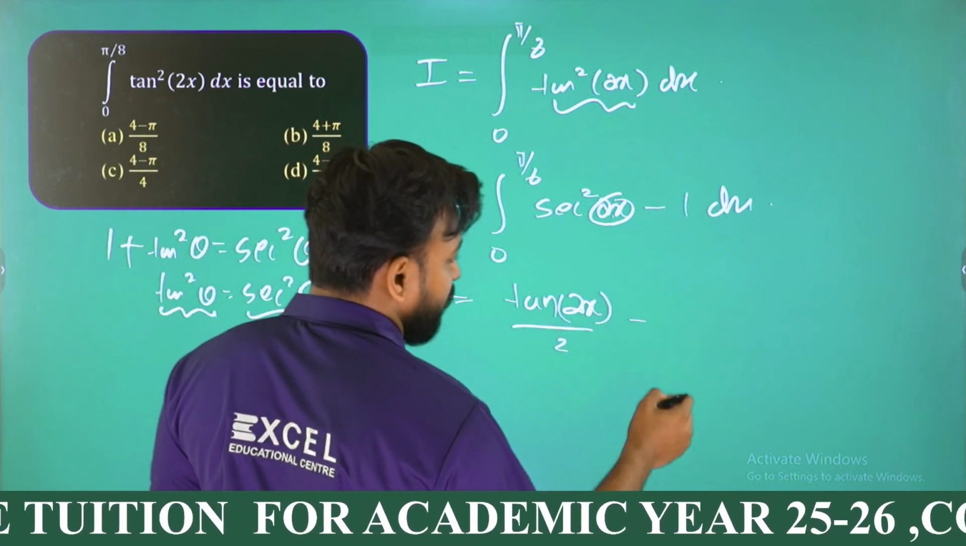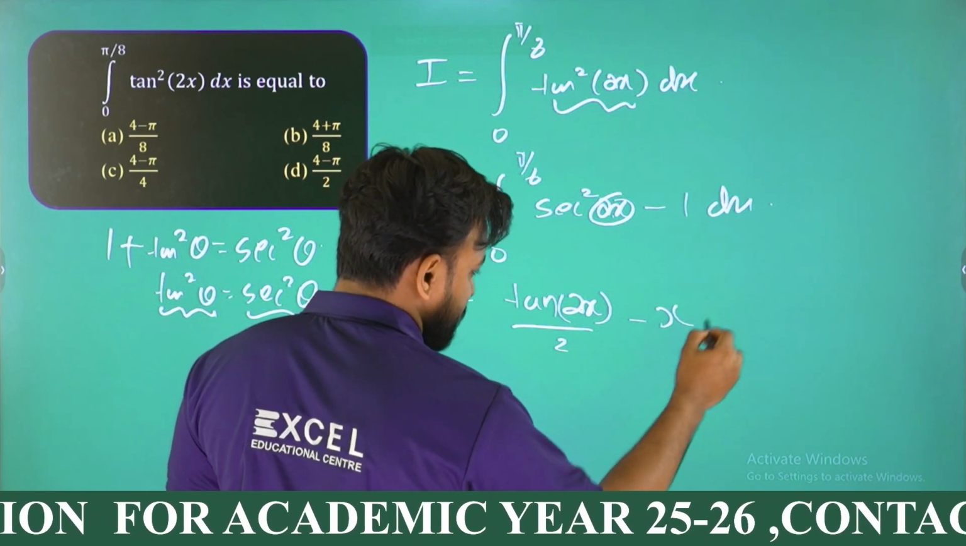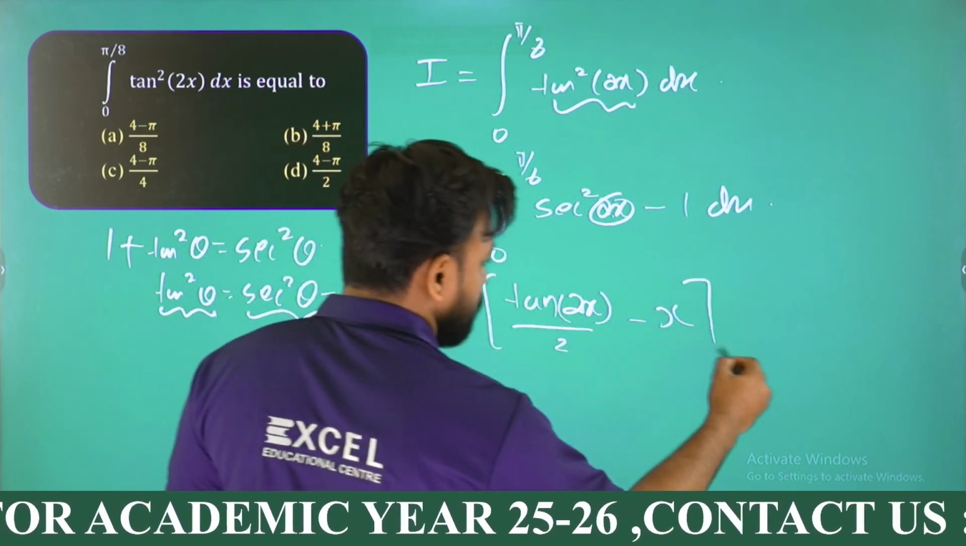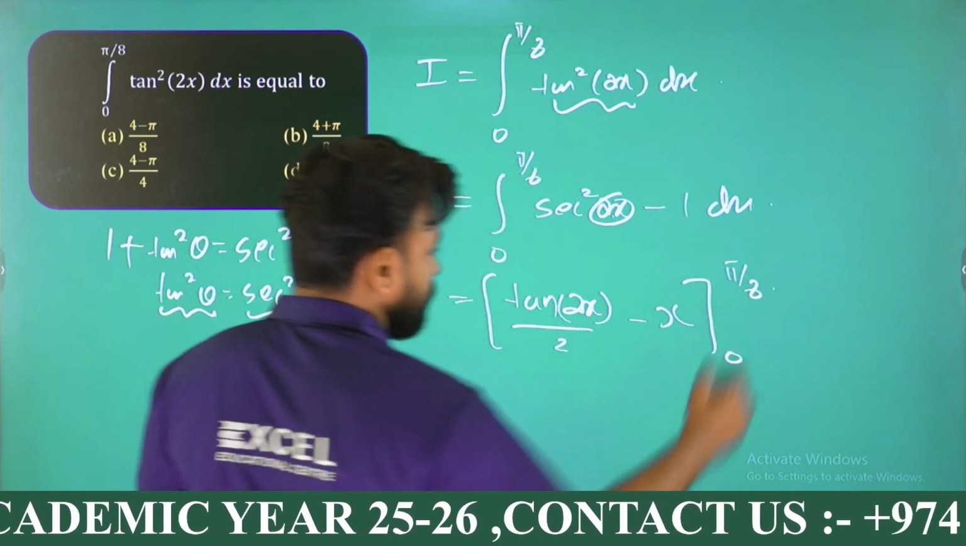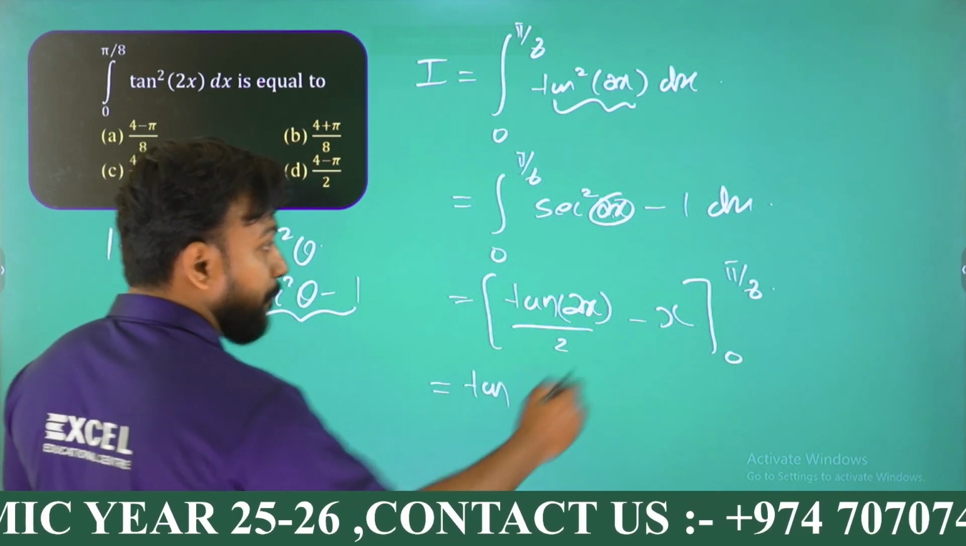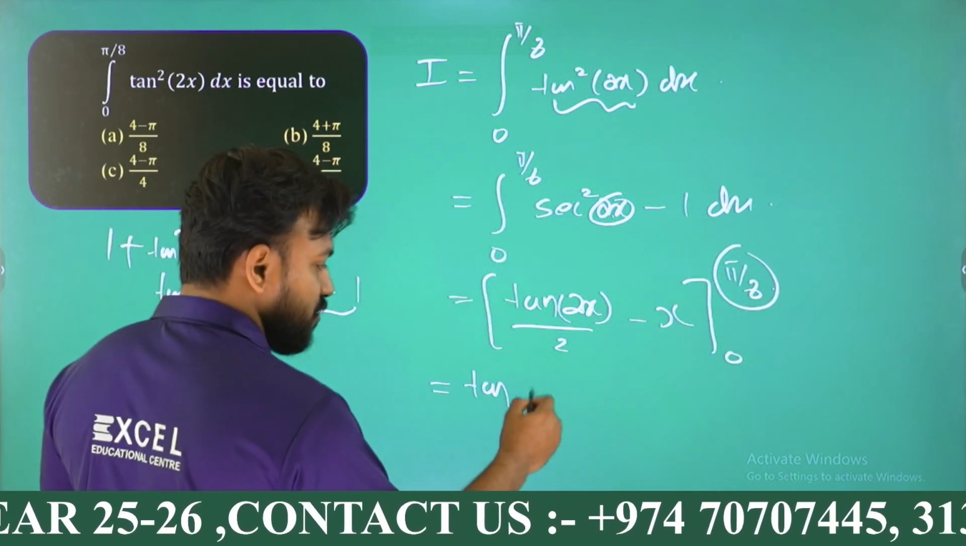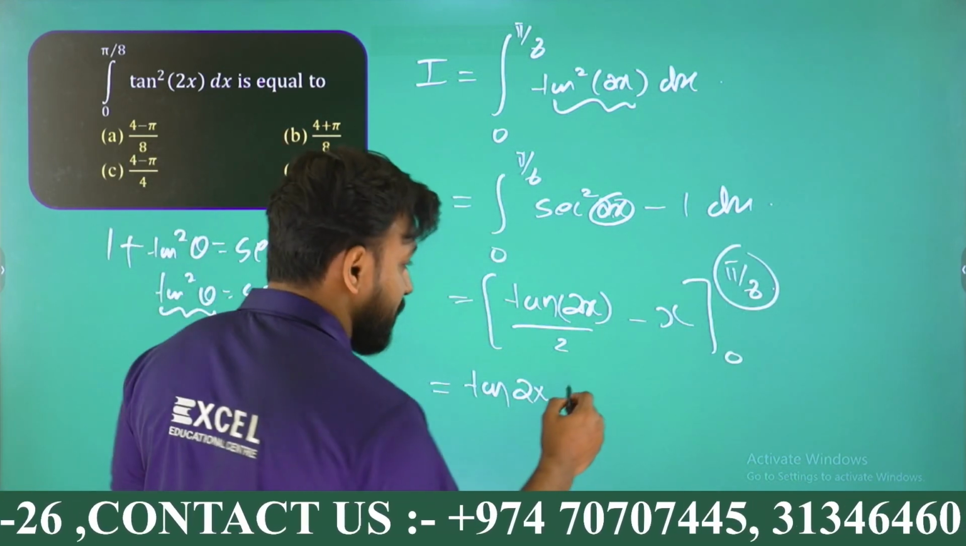So the integral of 1 is what? x, with the limit 0 to pi by 8. So apply the limit, the upper limit first: 2 times pi by 8.